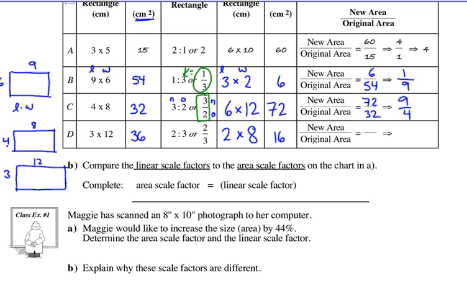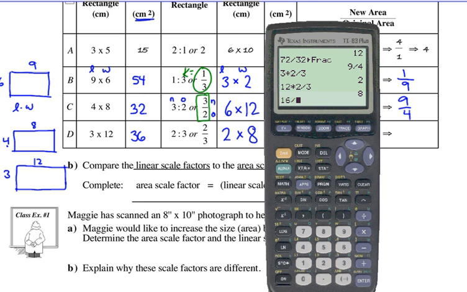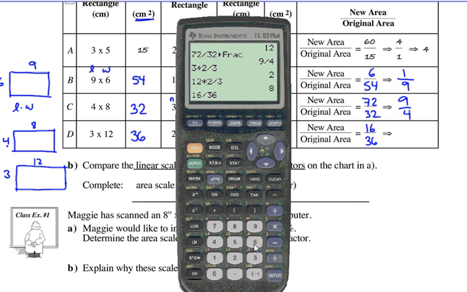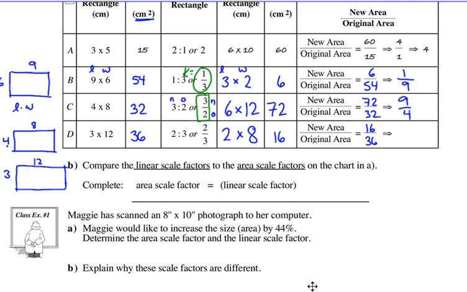So new area was 16, old area was 36. So what's our area scale factor? 16 over 36, math, enter, enter, 4 over 9. So notice the correlation, right? Our scale factor was 2/3, our area scale factor 4 over 9.